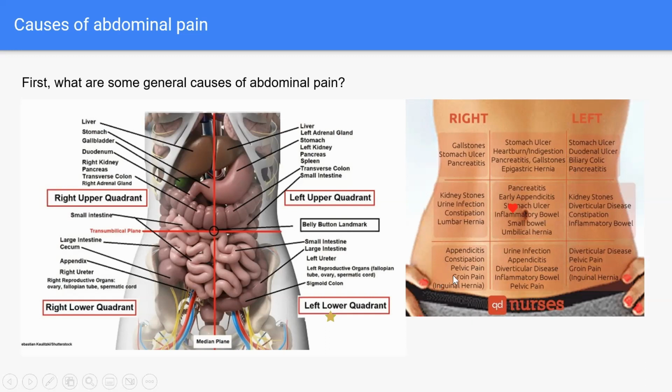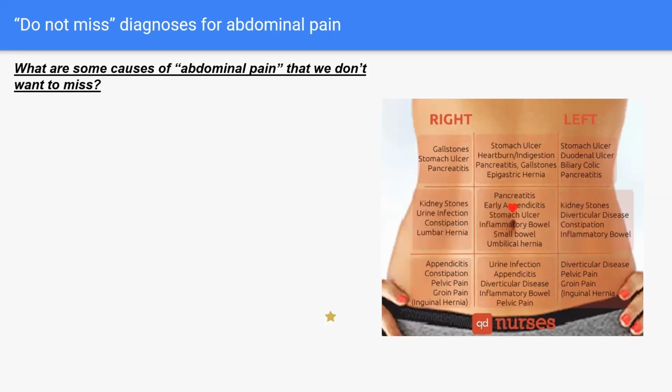But okay, great. So we talked about a few of the causes of abdominal pain that we don't want to miss. I want to encourage you guys to think a little bit outside of the box as far as some extra-intestinal causes, things outside of the GI system that could be presenting with abdominal pain. Because abdominal pain is pretty non-specific, right? It could be many types of things.